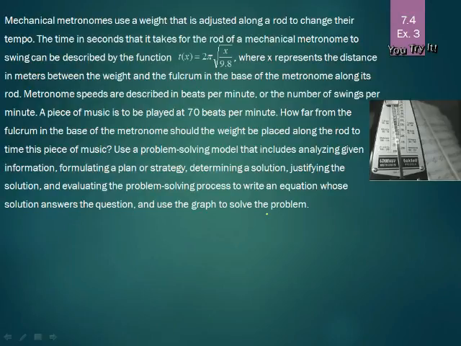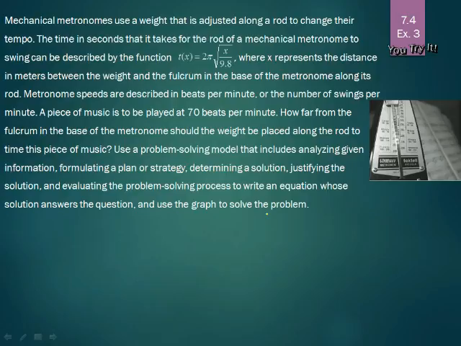Mechanical metronomes use a weight that is adjusted along a rod to change their tempo. The time in seconds that it takes for the rod of a mechanical metronome to swing can be described by the function t of x equals 2 pi times the square root of x divided by 9 and 8/10, where x represents the distance in meters between the weight and the fulcrum and the base of the metronome along its rod. Metronome speeds are described in beats per minute, or the number of swings per minute.